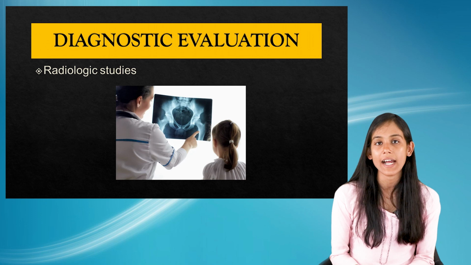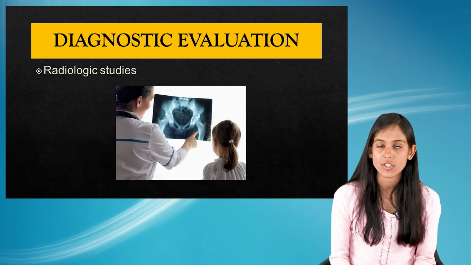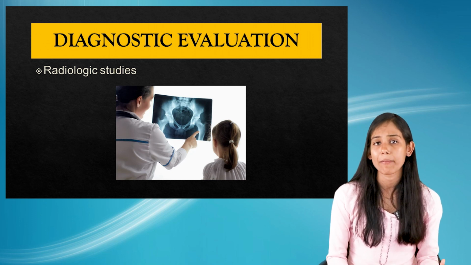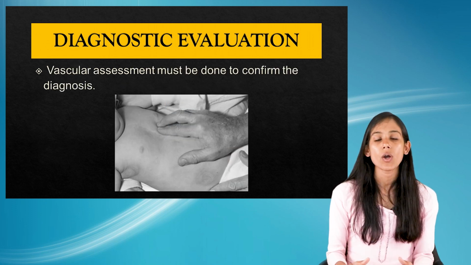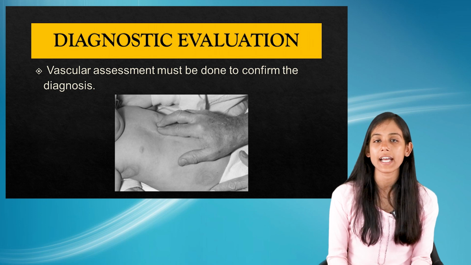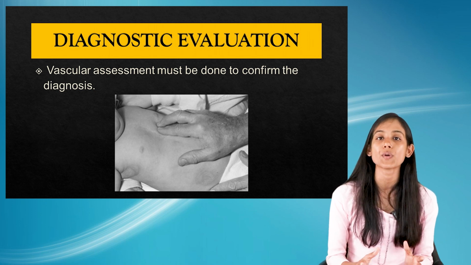And then for clinical examination, to confirm what type of fracture it is and how severe it is, we can do radiologic examination. For that we can do X-ray, MRI, CT scan, bone scan and fluoroscopy. Along with these, you also have to make sure that a vascular assessment is done to confirm the diagnosis. So this was all about the diagnostic evaluation.